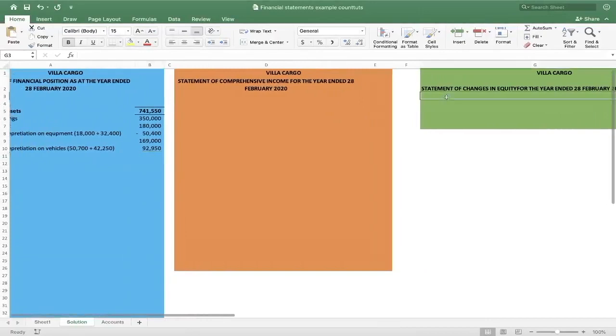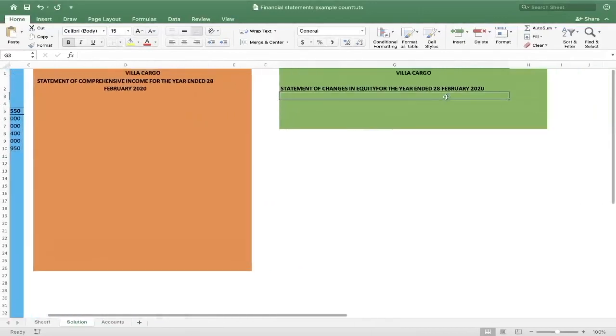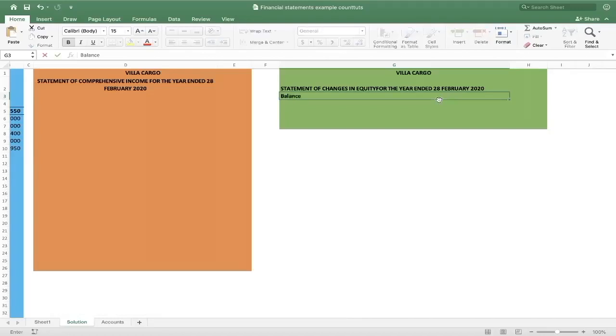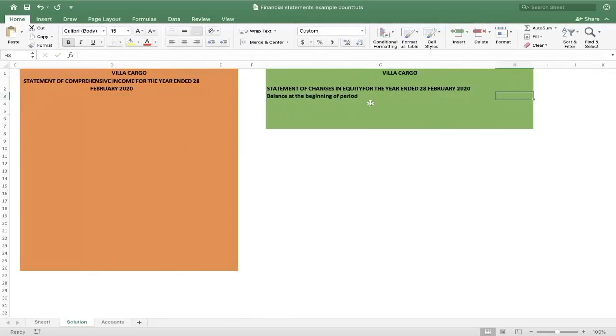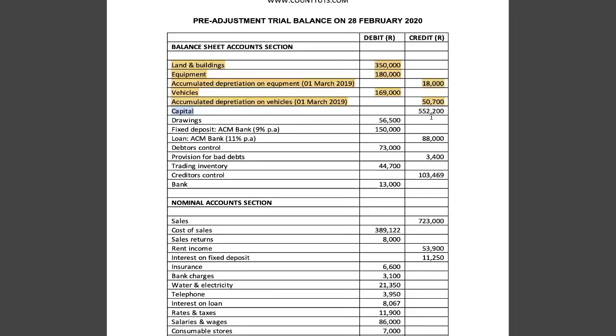So the statement of changes in equity here, we are told that we need to complete. Okay, that was the third requirement. So we know with the statement of changes in equity, we start with the balance at the beginning of the period. Balance at the beginning, or you can put the actual date of the beginning, and then you put the balance, which is the one which we are given for capital. We're given the capital of 552,200 rand.